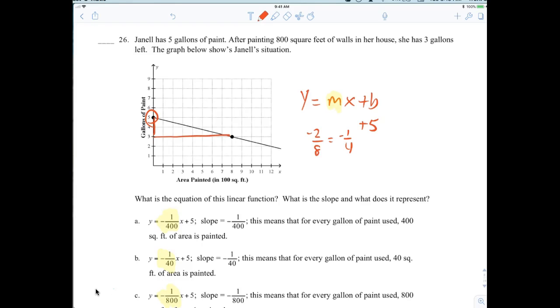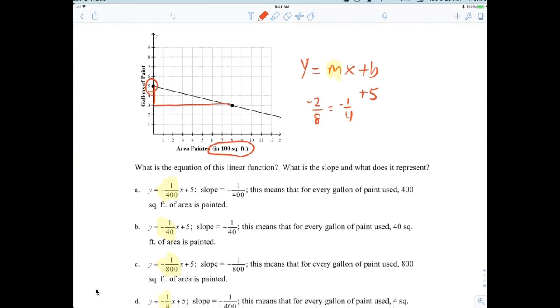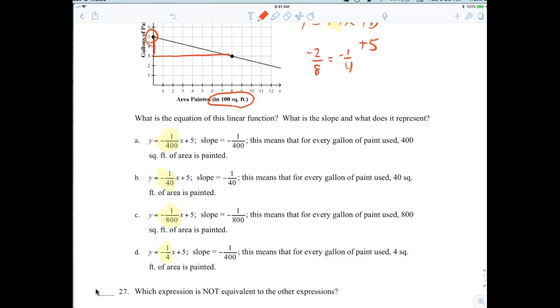the key here is you're measuring the x-axis in hundreds. So technically, it should be negative 1 over what? 400. It should be negative 1 over 400. Now, it says, does this mean that for every gallon of paint used, 400 square feet of area is painted, or that for every gallon of paint used, 4 square feet are painted?